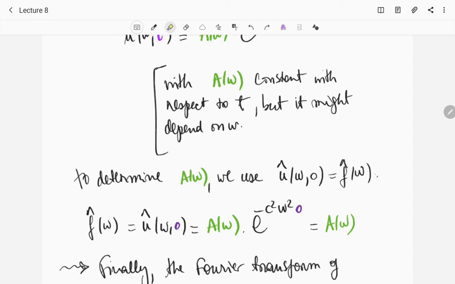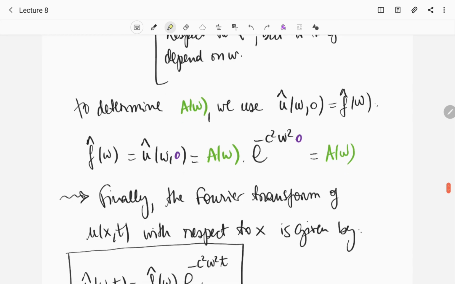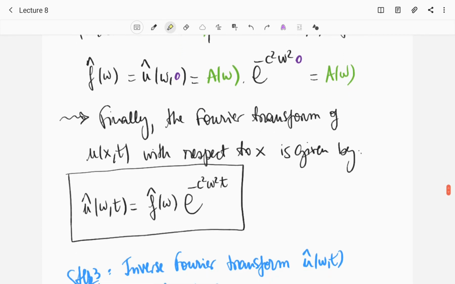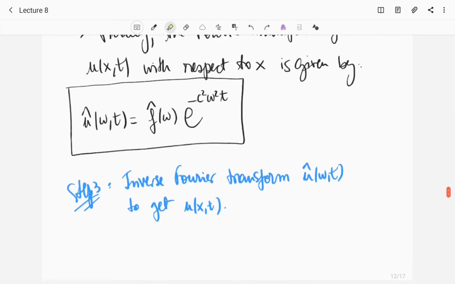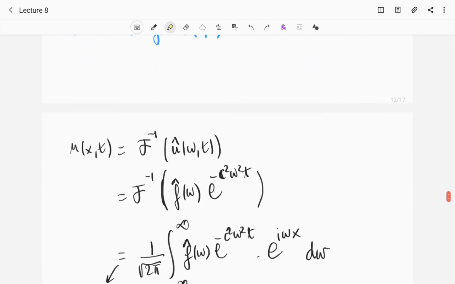So finally, the Fourier transform of u with respect to x is given by this expression, where we have the Fourier transform of f in omega and this exponential here. Okay, but again, we don't really want this function. It was just an auxiliary technique to solve the partial differential equation, and now we just inverse Fourier transform this to get u. And this is the last step, step 3.